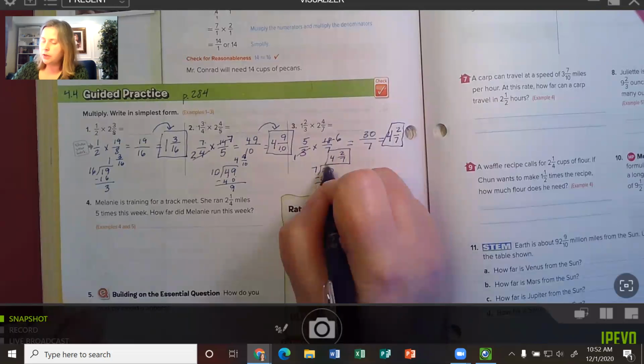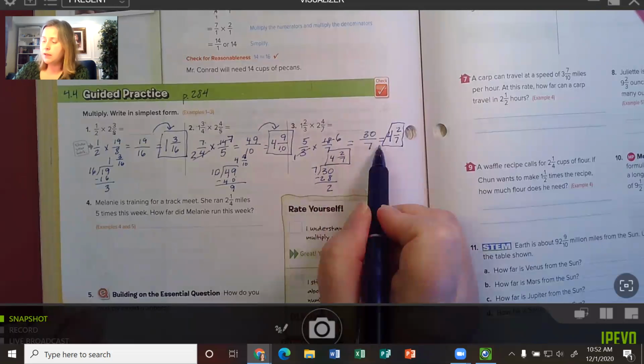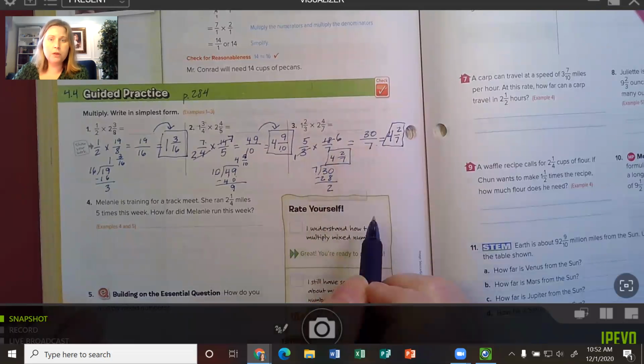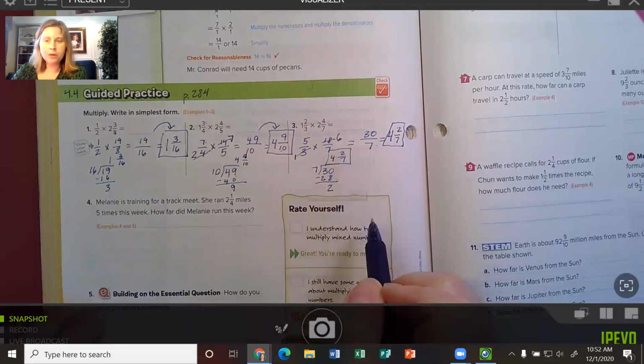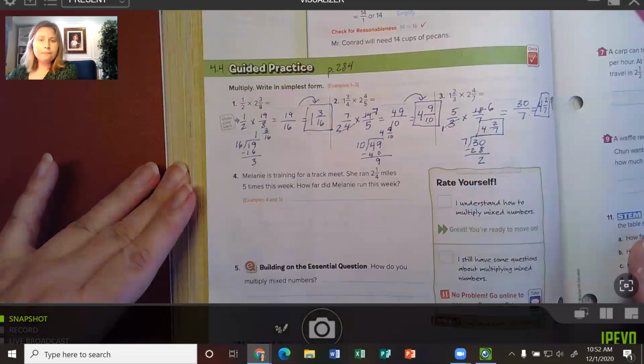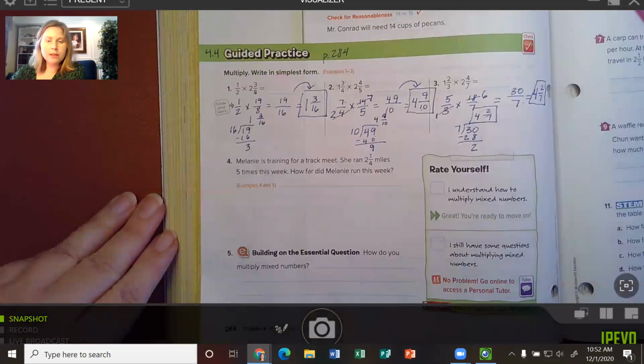Okay, same answer. This is a little more mental math. This is writing it out step by step, and I'm okay with either way. Whichever way you prefer, that's the way that I want you to do it. Okay, and then number 4, Melanie is training for a track meet. She ran 2¼ miles 5 times this week. How far did Melanie run this week?